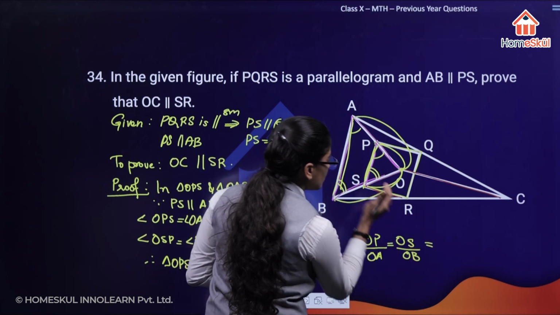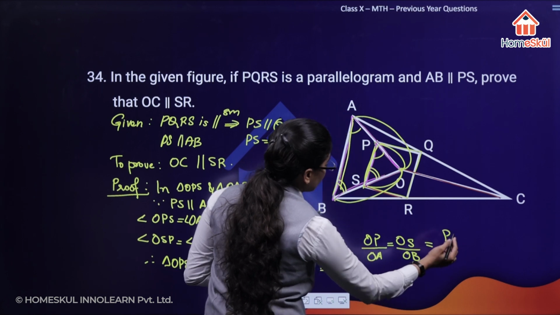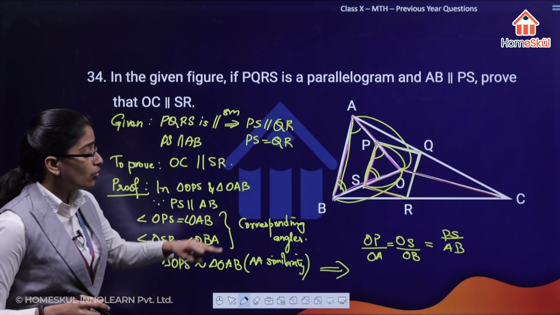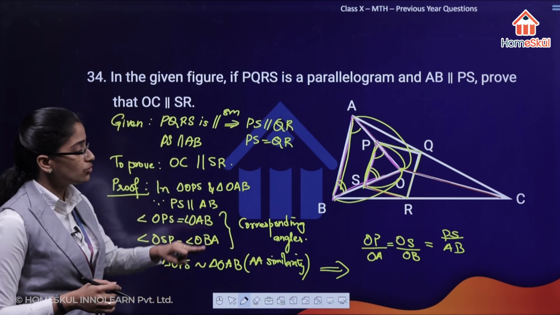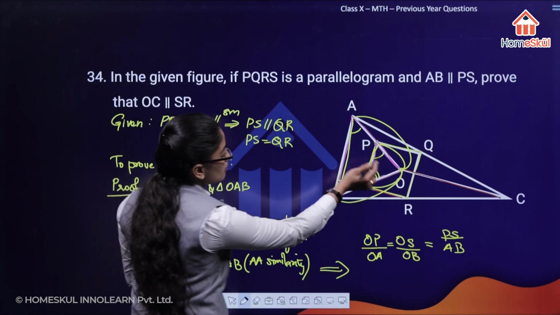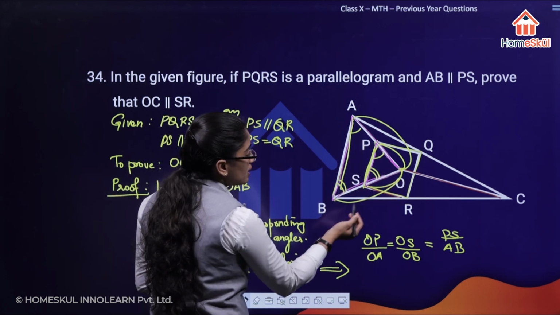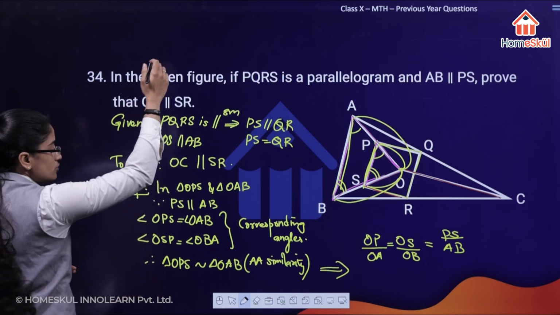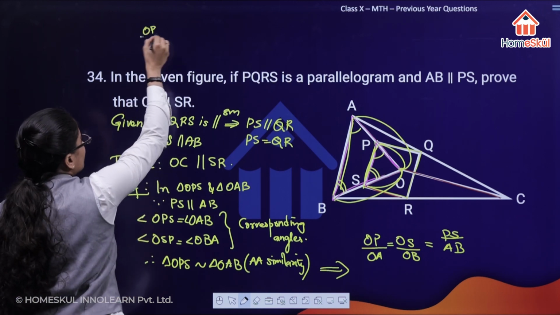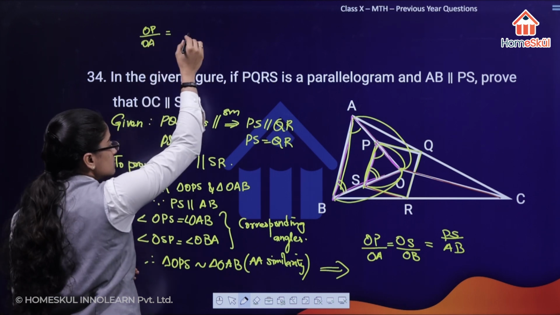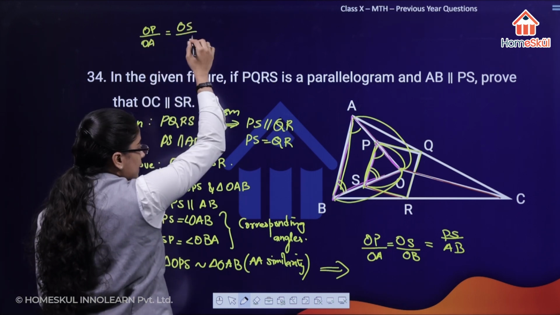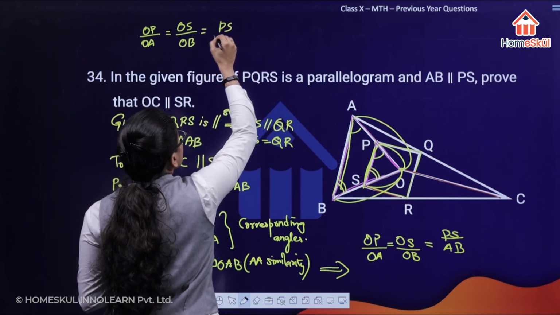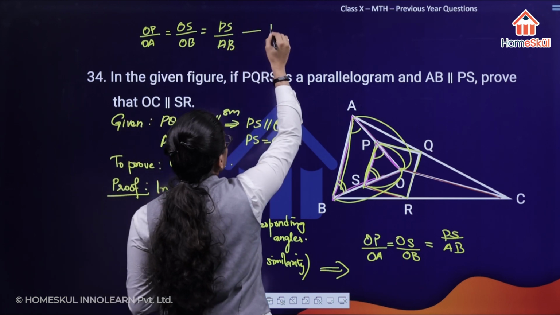OS by OB is equal to the third sides, that is PS by AB, isn't it? Correct. OP by OA is equal to OS by OB is equal to PS by AB. We have taken the ratios of the corresponding sides. So let it be equation 1. We are having OP by OA is equal to OS by OB is equal to PS by AB. Let it be our equation 1.